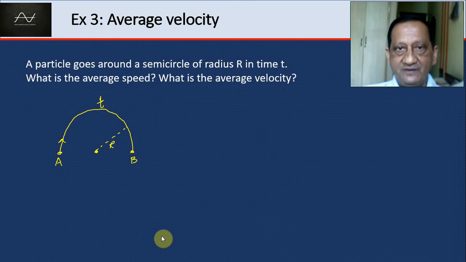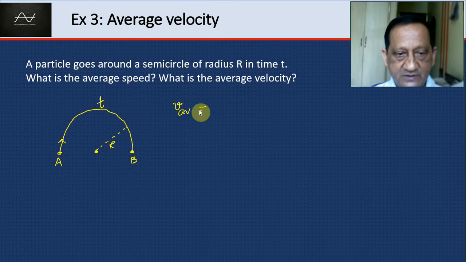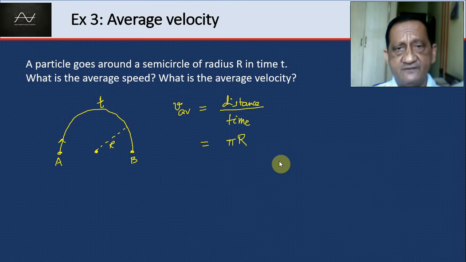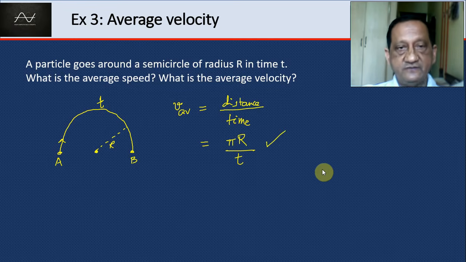Okay. So I hope you paused it and you worked it out. What is the answer? If I talk of average speed, that means I'm talking of V average, I'm not drawing an arrow, then that is the total distance covered, that is the length of the path divided by the total time taken to do so. The distance is the path length, and that is a semicircle, that is pi r. 2 pi r is the circumference, pi r is half the circumference, and the time is t. So that is the average meters per second, whatever it is. That is the average speed.